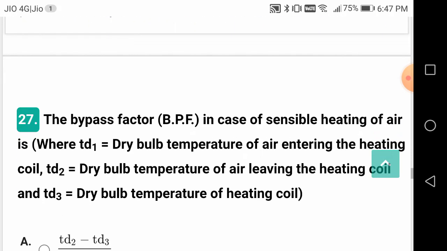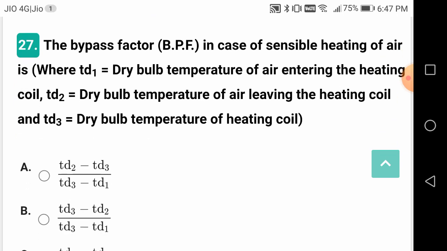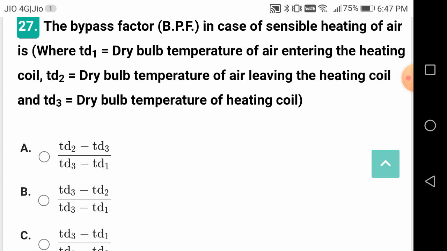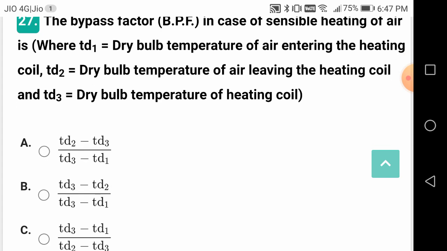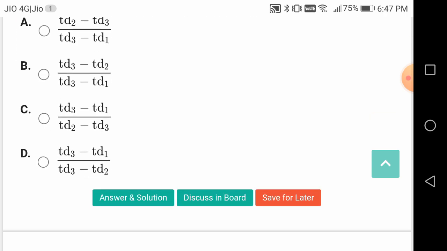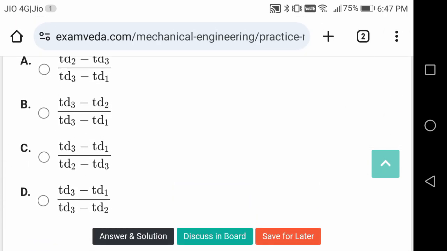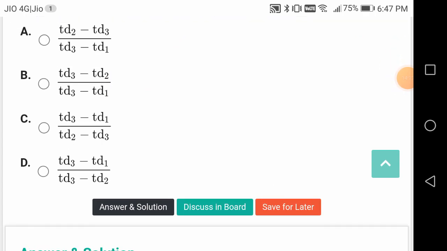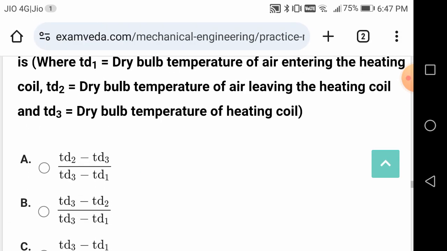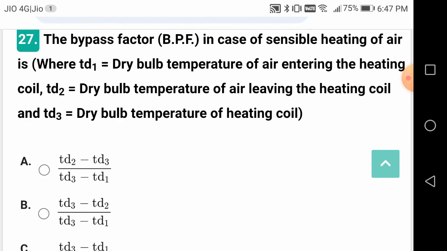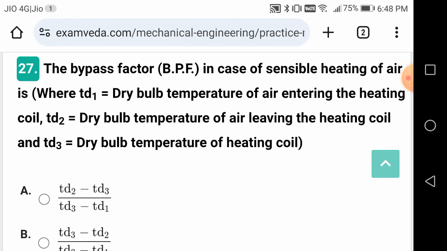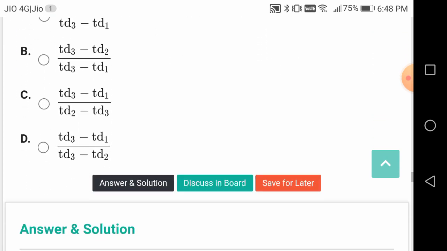That is 5. The bypass factor in case of sensible heating of air, where TD1 is the dry bulb temperature of air entering the heating coil, TD2 is the dry bulb temperature of air leaving the heating coil, and TD3 is the dry bulb temperature of the heating coil. So what is the formula for this bypass factor? It is B equals (TD3 minus TD2) by (TD3 minus TD1). The heating coil will be at the highest temperature, and TD1, TD2 are the dry bulb temperatures of air entering and leaving the heating coil. So remember this formula.